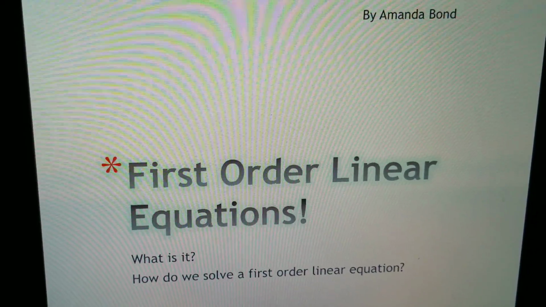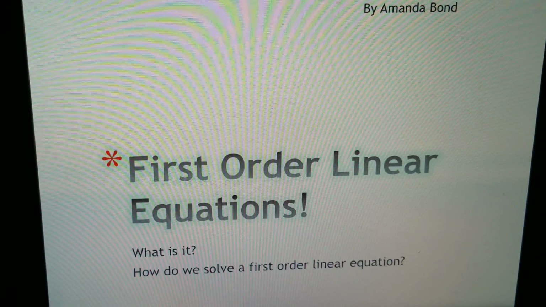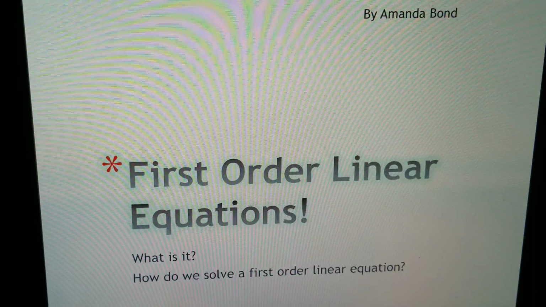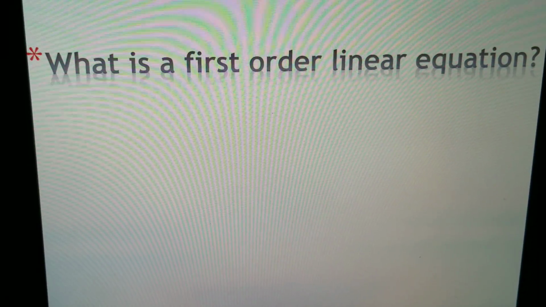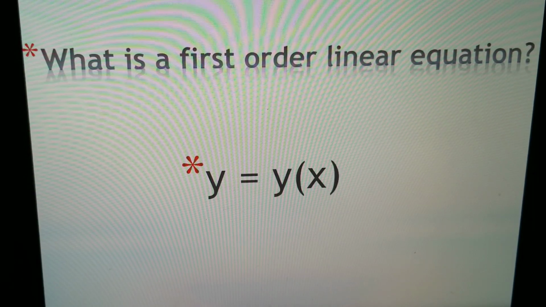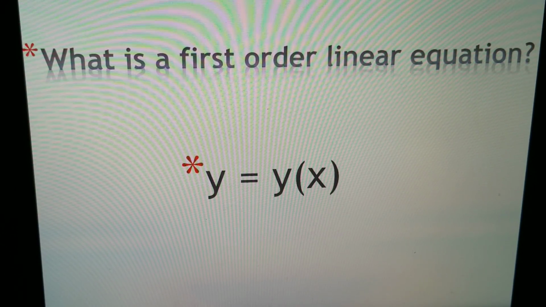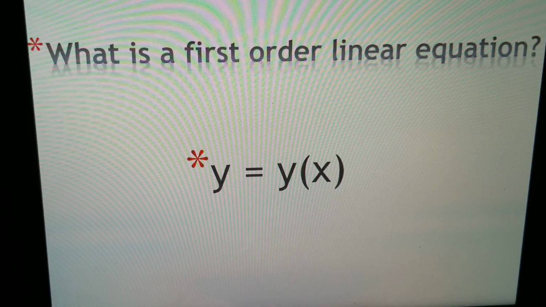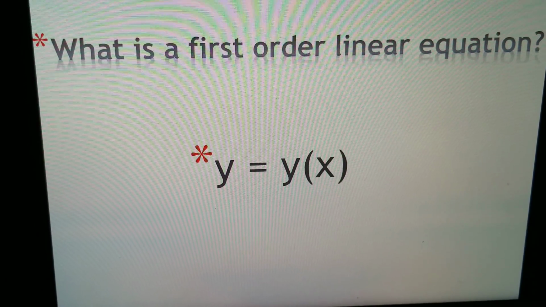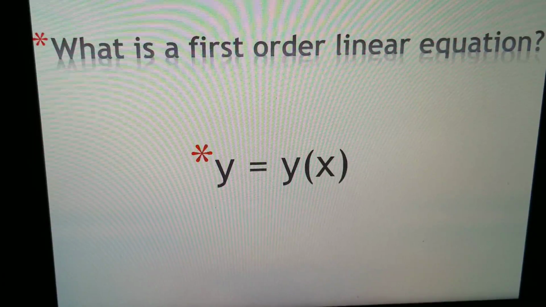We're going to talk about in this video what exactly a first order linear equation is and how to solve one. Let's get started. So first off, what exactly is a first order linear equation? A first order linear equation is first order because it only involves the function of y and the first derivatives of y. But how exactly are we supposed to know that it's a first order linear equation?